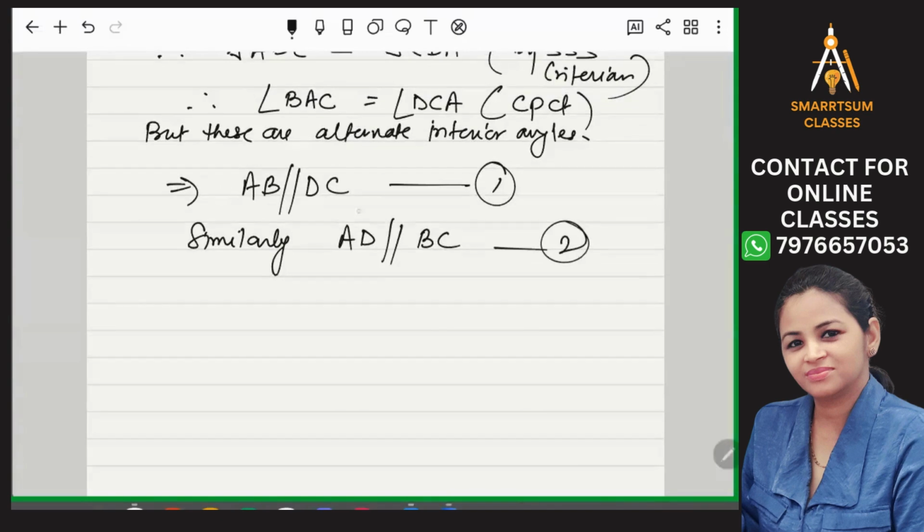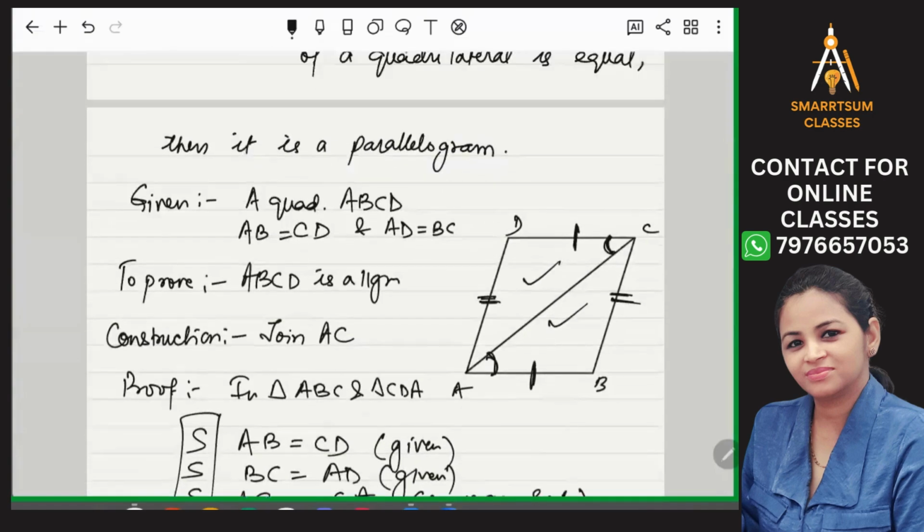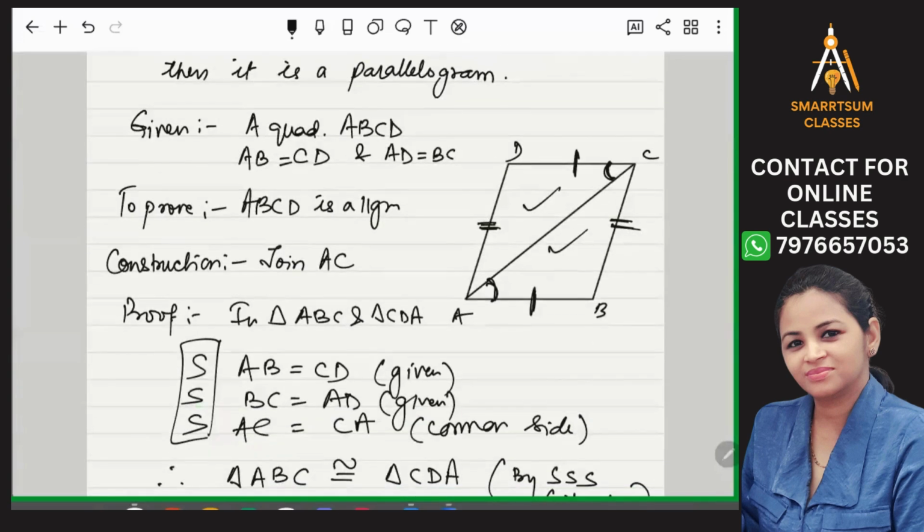So since AB is parallel to DC and AD is parallel to BC, opposite sides are parallel. Hence, we can say that ABCD is a parallelogram. So we have proved that ABCD is a parallelogram. Is that clear? Rudra, getting this? Yes, ma'am.